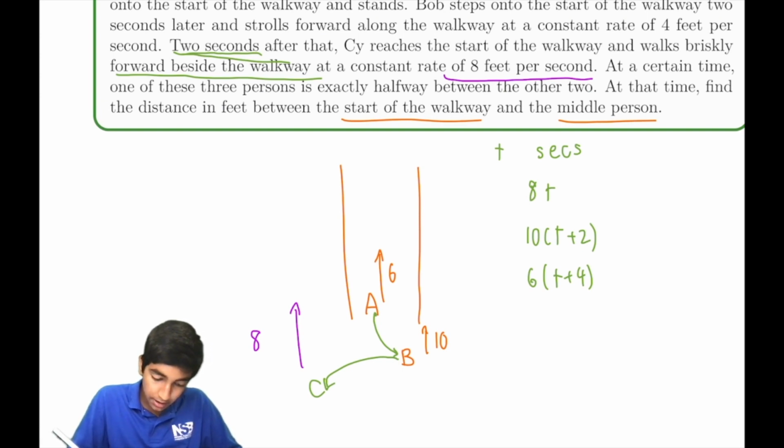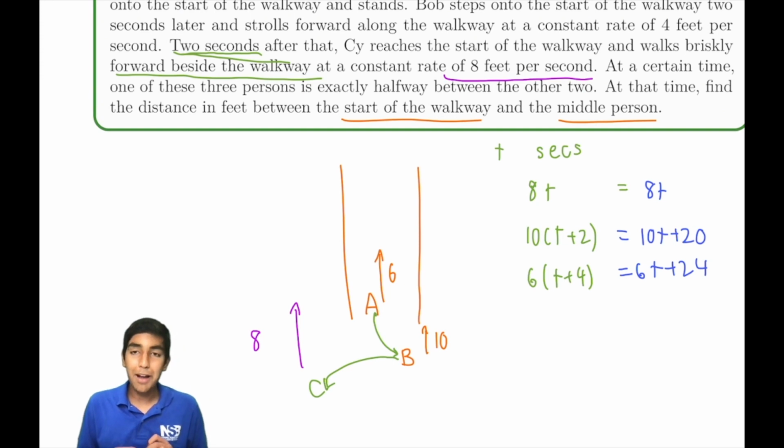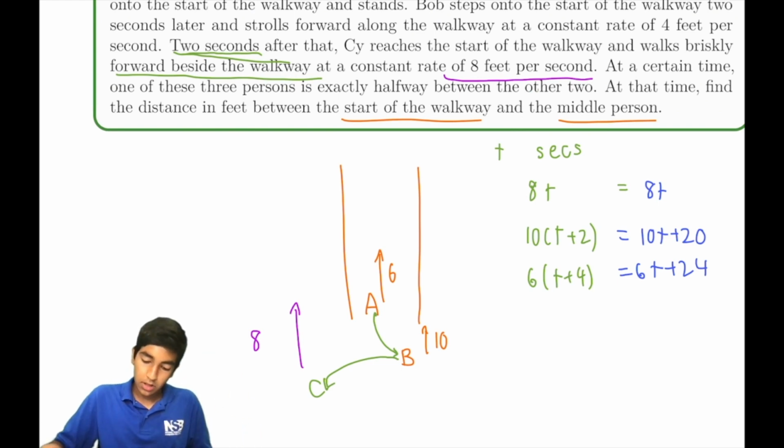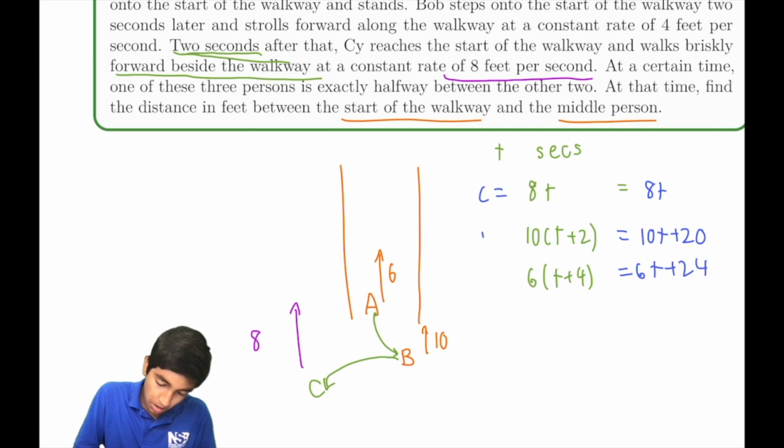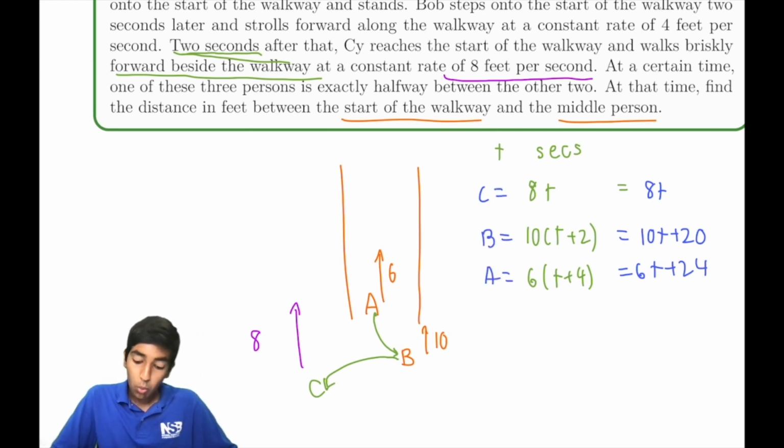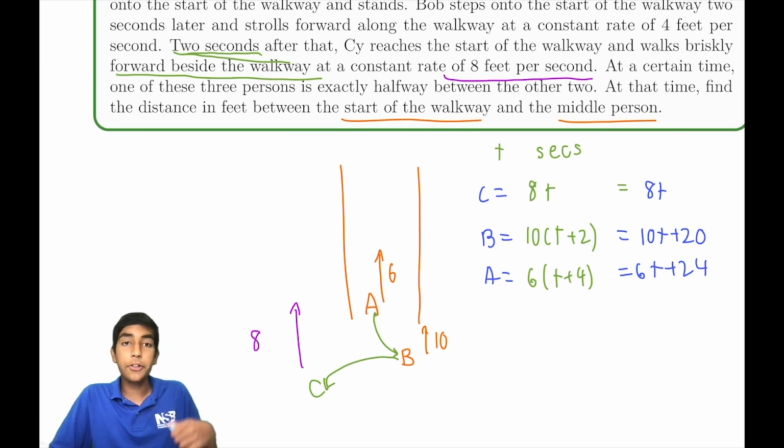Bob steps on 2 seconds later, and then 2 seconds after that, Cy reaches the start of the walkway. So these are the 3 expanded terms, and let's write this in a simpler way: 8t, of course, 10t plus 20, 6t plus 24. Okay, so now the problem states that at some time, one of them is halfway between the other 2 people. What does that mean? Well, let's write here Cy, Bob, and then Al. At one point, one of them must be halfway, which means that their distance must be the average of the other 2 people's distances.